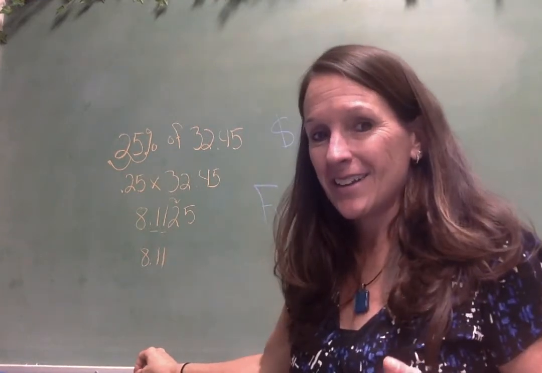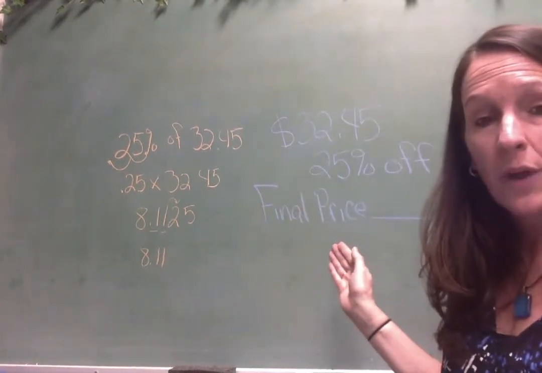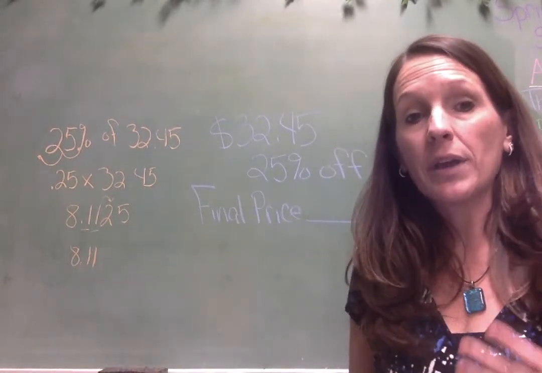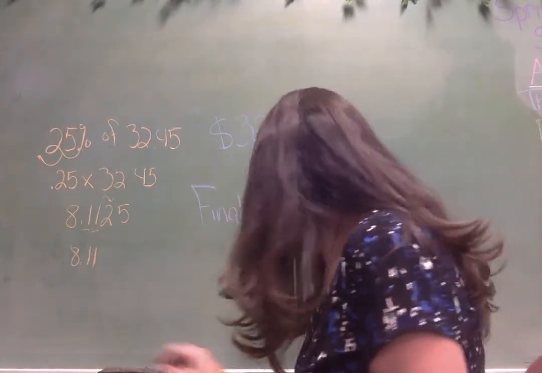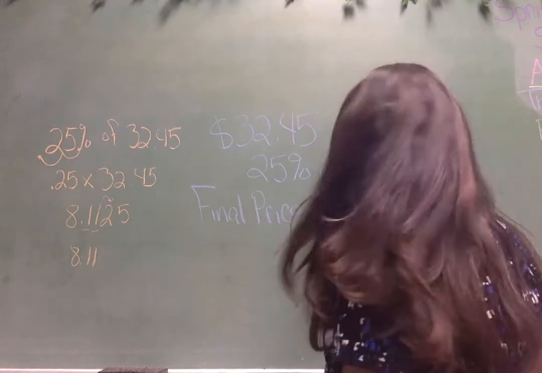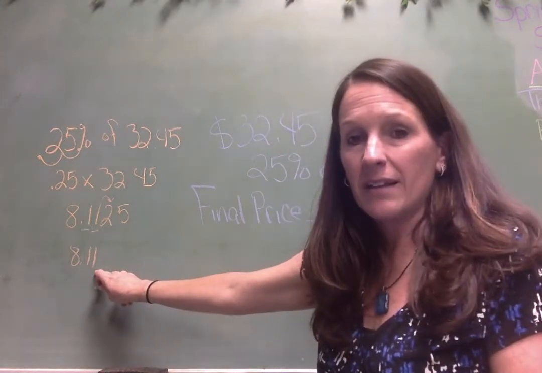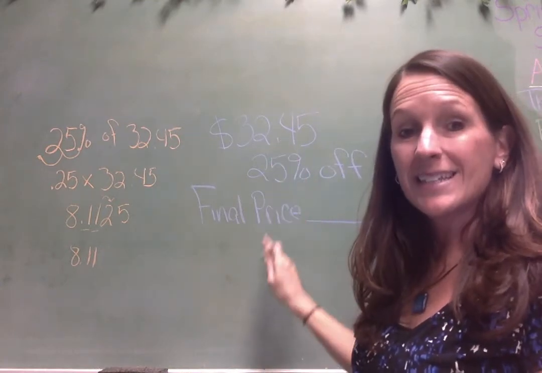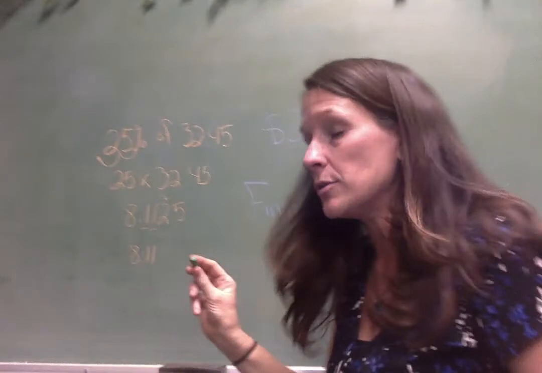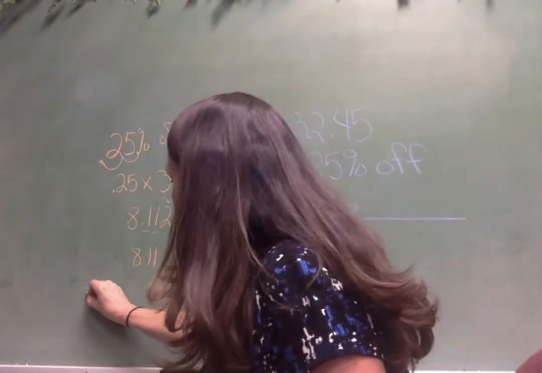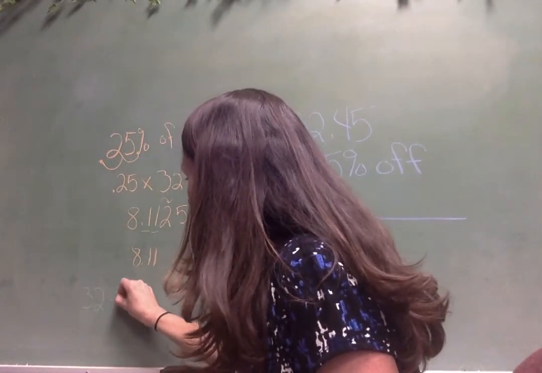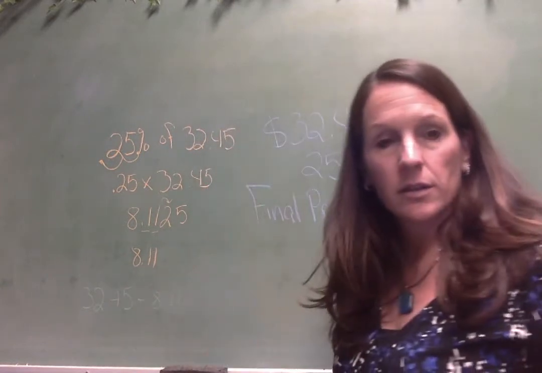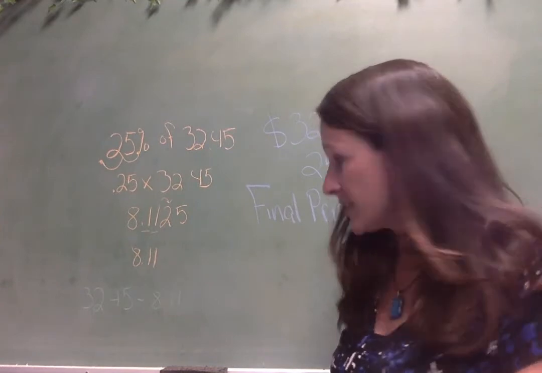But I'm not done because it wants to know my final price. It's not just asking me what the percentage is. So now here's the next step. I'm going to take, let's do a different color. Let's do green. I'm going to take this 8.11 and I have to subtract it from our original price to get my final price. So let's do that. I have 32.45 minus $8.11. So get your calculator.